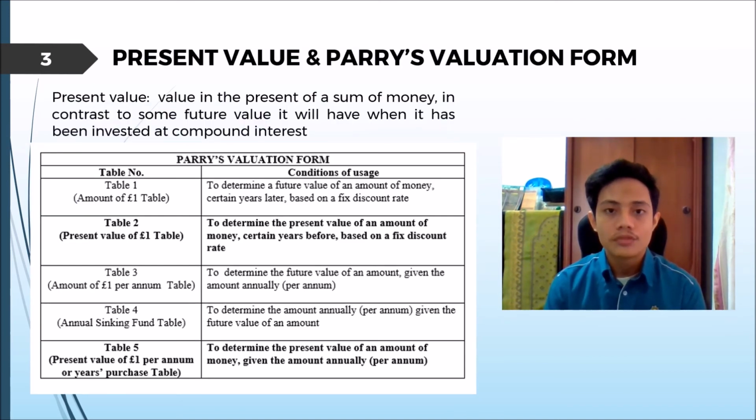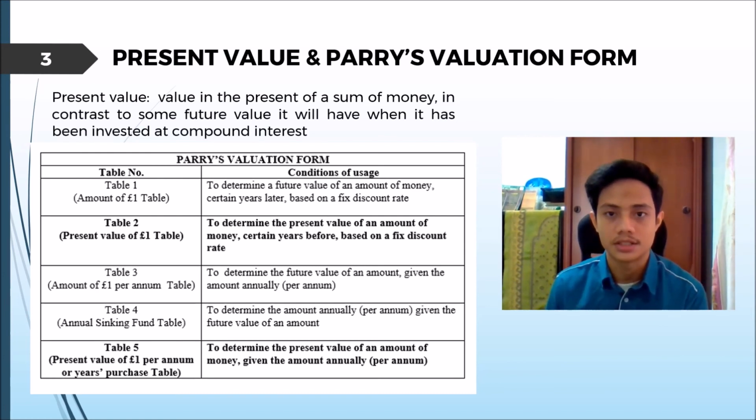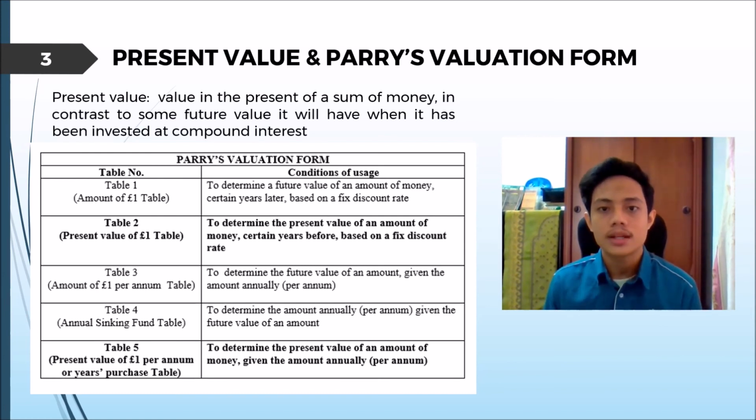But before that, we first need to understand the concept of present value. Present value is a value in the present of a sum of money in contrast to some future value it will have when it has been invested at a compound interest. As the whole life cost involves the cost in the future and the value of money changes as time changes, we need a method to find what is the present value of the future value in order to know how much cost is really needed in the present to cover for the whole life cost.